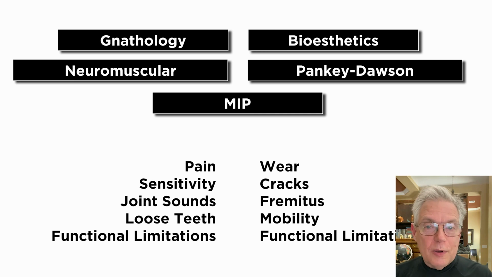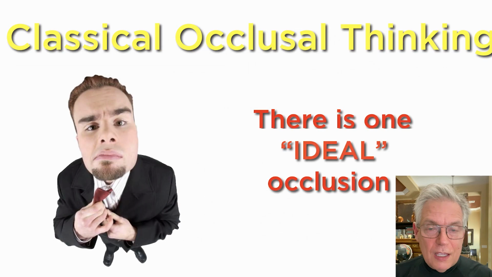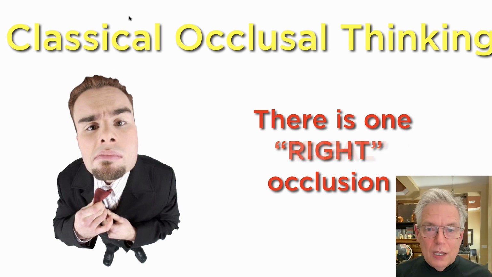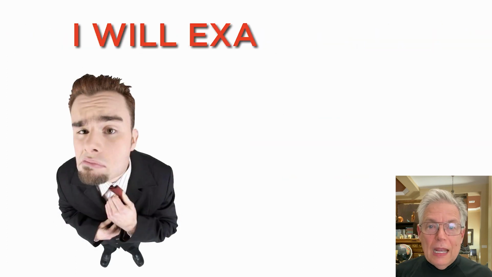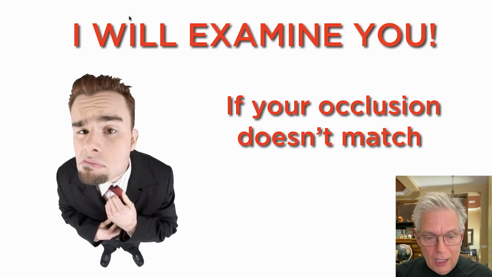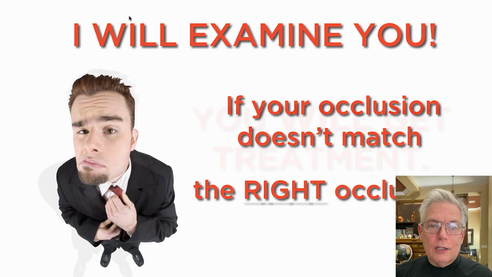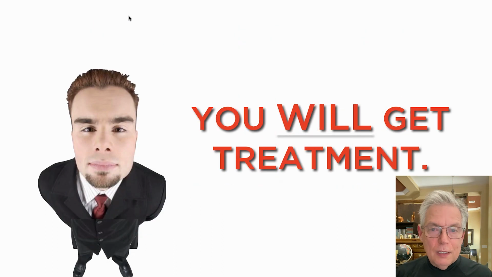Symptoms are things a patient experiences. Signs are things that you and I can see. See, here's the difficulty in my life. I said there's one ideal occlusion. There's one right occlusion. There is one natural occlusion. And once I examine you, if your occlusion doesn't match that right occlusion, you are going to get treatment.